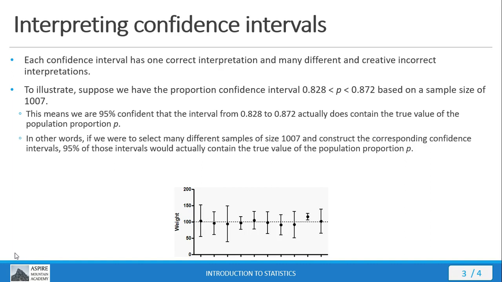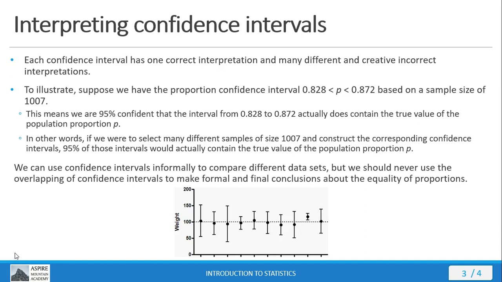Another way to say this would be if we were to select many different samples from the population, and each of those samples had the size of 1007, we construct corresponding confidence intervals. 95% of those intervals, based on those different samples, would actually contain the true value of the population proportion.